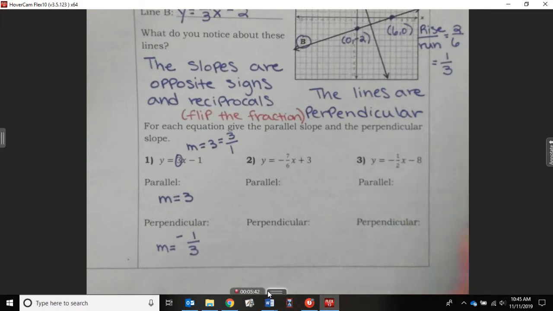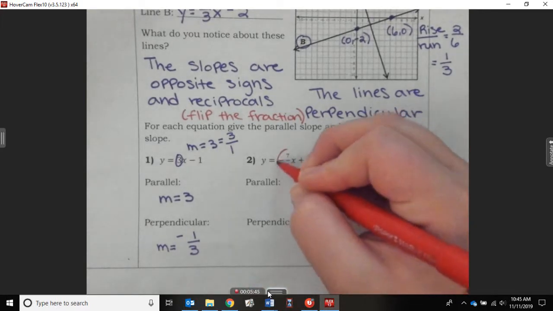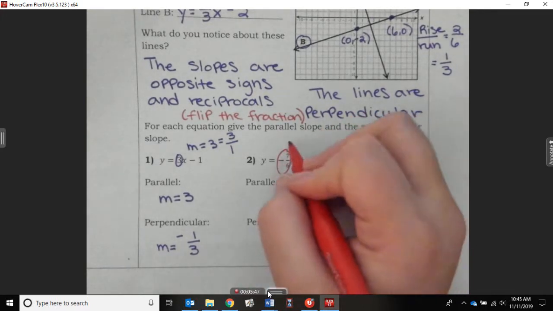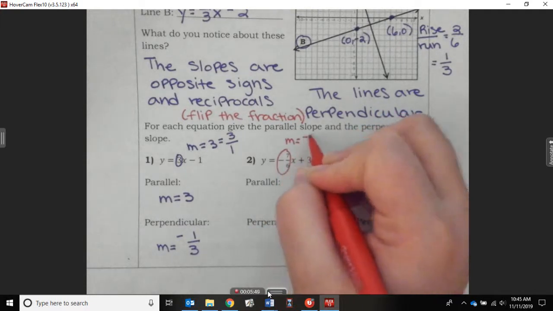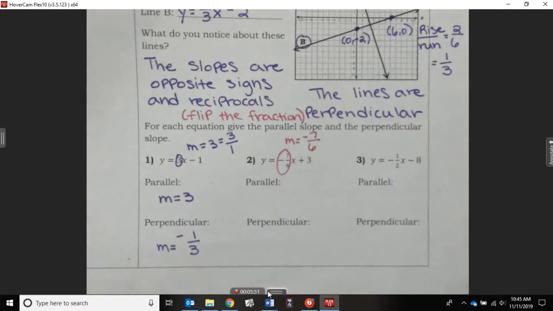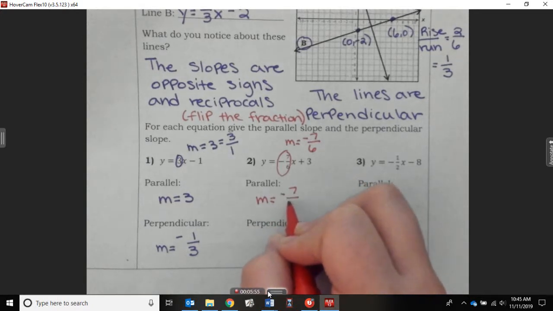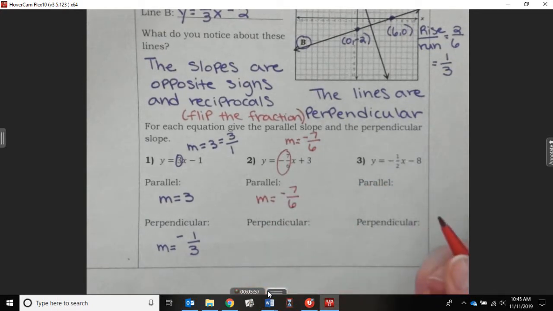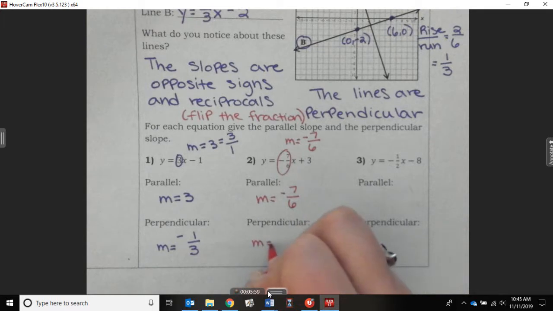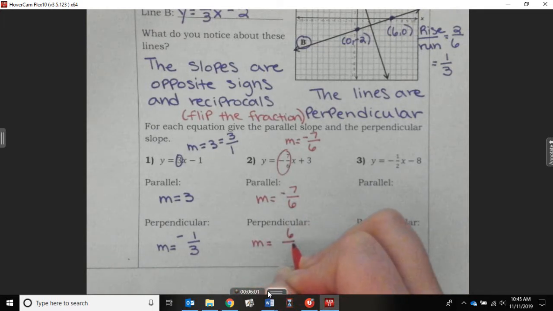All right, let's look at number 2. Again, my slope is the number in front of the x. So my original slope is negative 7 over 6. My parallel slope is the same, so that's also going to be negative 7 over 6. But my perpendicular slope, remember I flipped the fraction upside down, so I'm going to get 6 over 7, and I change the sign, so it's going to go from negative to positive.